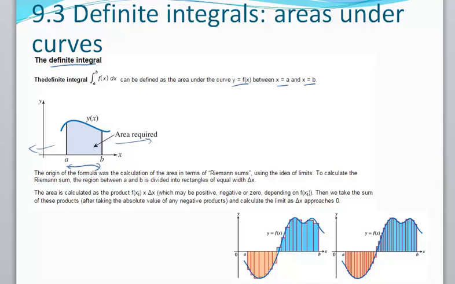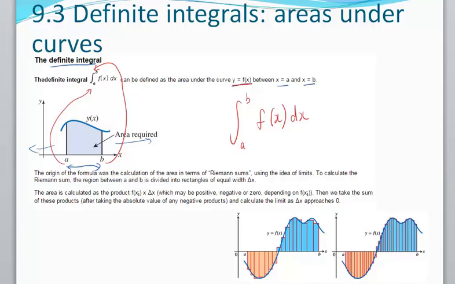And we write this. We have our a, our lower limit, at the bottom, and our upper limit at the top. So we have our integral from a to b of the function of x dx. This is our area under the curve for y equals f of x between x is a and x is b. The origin of the formula was using area in terms of Riemann sums.